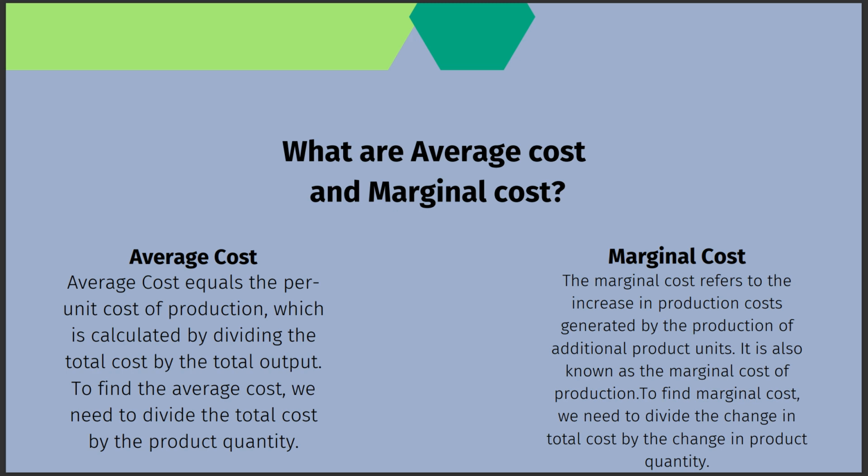What is marginal cost? The marginal cost refers to the increase in production costs generated by production of additional product units. It is also known as the marginal cost of production. To find the marginal cost, we need to divide the change in total cost by the change in product quantity.